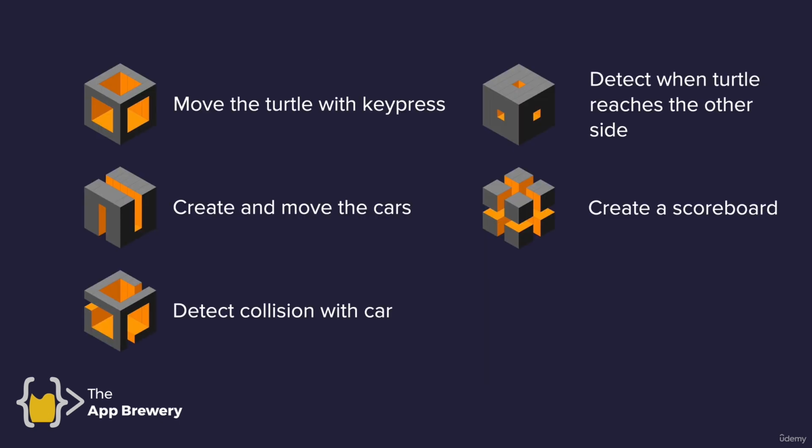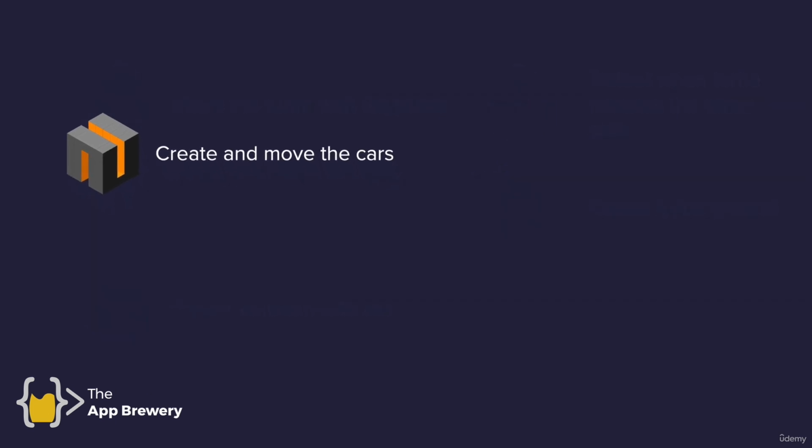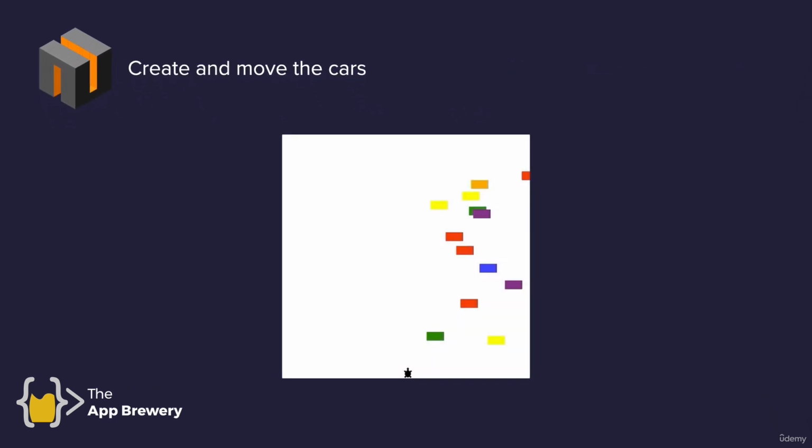Now, the next task is to create and move the cars. The cars need to move from right to left, and they need to be randomly generated along the y-axis here. So they need to be generated right at the right edge of the screen, and they can appear anywhere along this line, and then they're going to move automatically towards the left at a fixed pace.